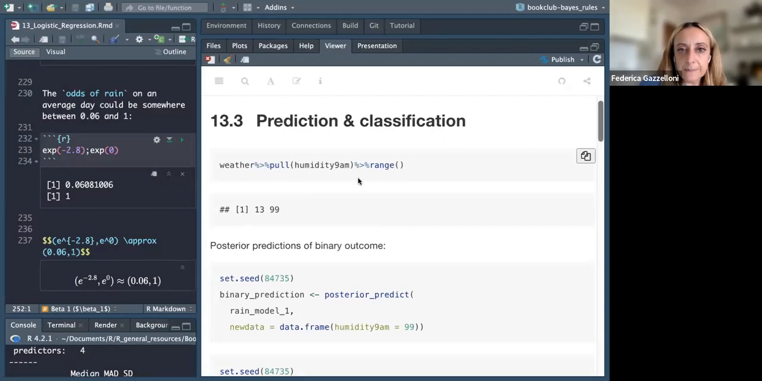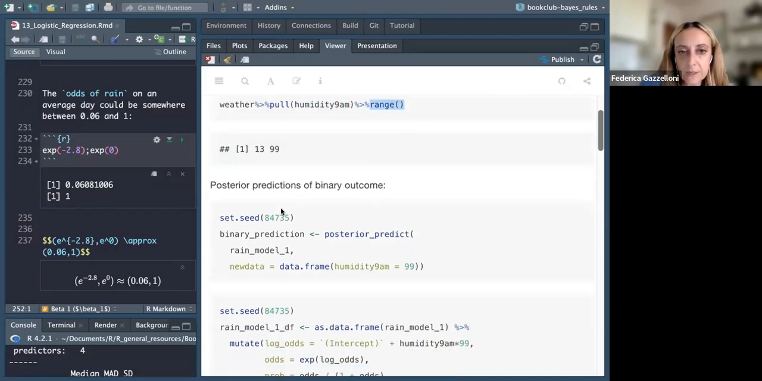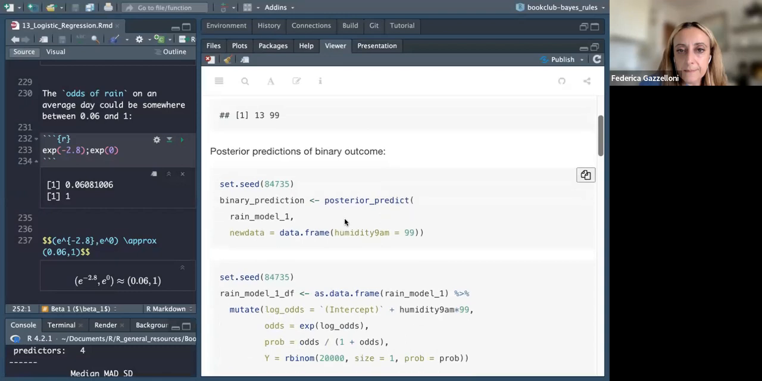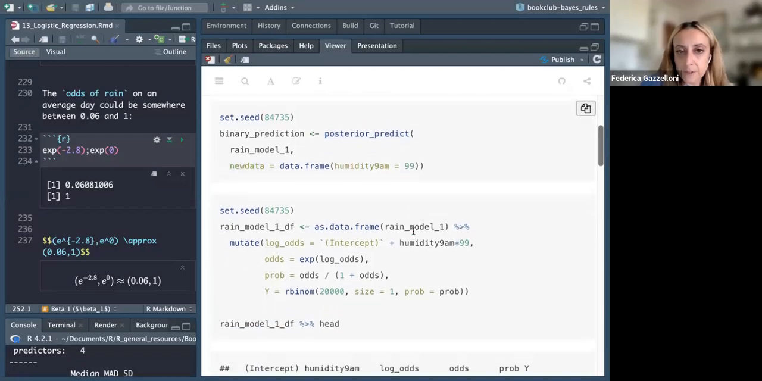Finally, if we look at the humidity in itself, because now we are going to have evaluation of the model prediction and evaluation of the model. If we have a look at the humidity at 9 a.m., its range goes from 13 to 99. So let's set this to 99, the upper value. We use our posterior model, the posterior predict function, on new data, setting humidity to 99.